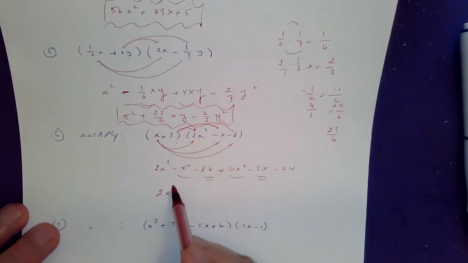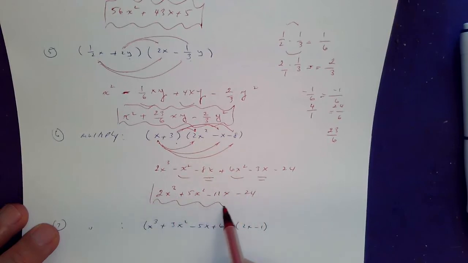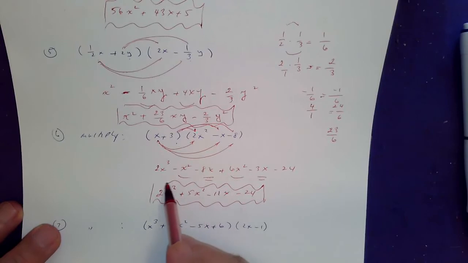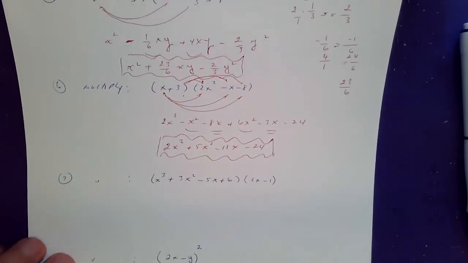So I get 2x cubed, what? Plus 5x squared minus what? 11x minus 24. Box the answer. Once again, do not attempt to solve for x. These are not equations, correct? Here, you have a 4-term polynomial and a what?